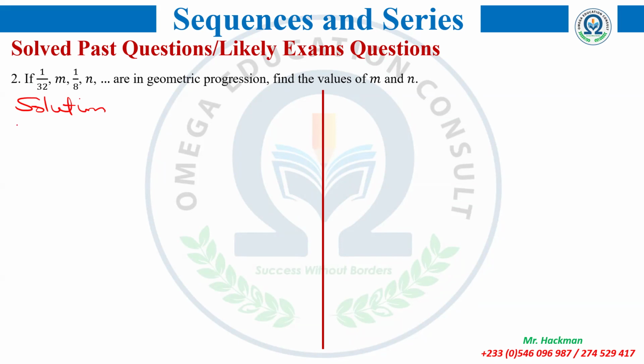We've been given, so question 2. You can choose not to write the given and write maybe 1 over 32, m, 1 over 8, comma, then n, comma, then your ellipsis. So this is the sequence that you are dealing with. And you know that this is a GP, so don't go and check whether. So we need to find the values of m and n. We are finding the values of m and n.